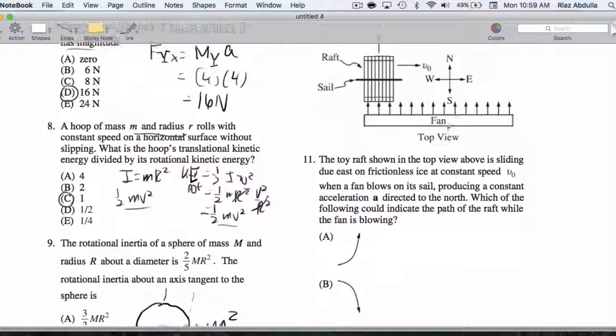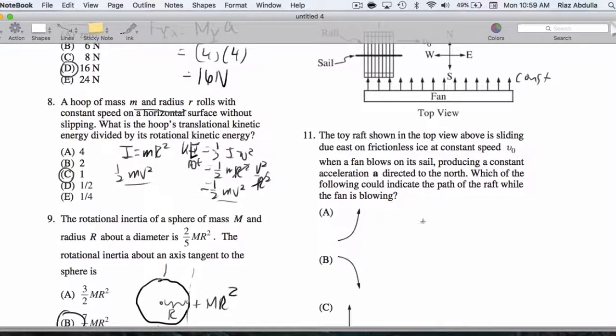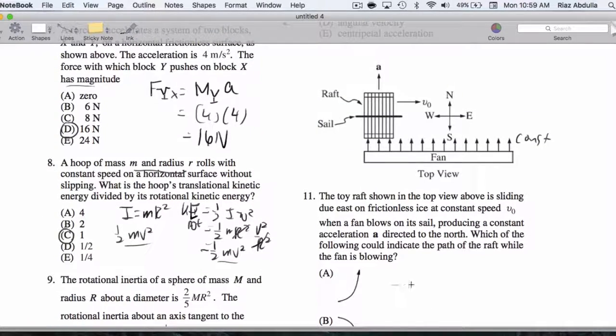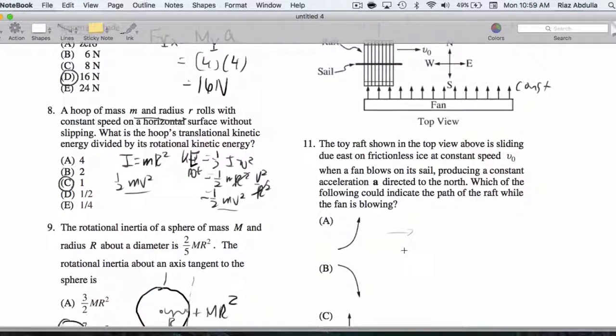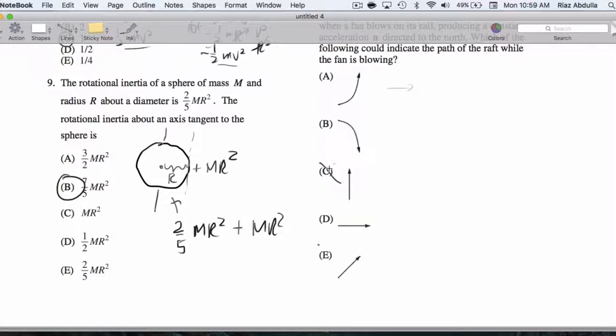All right, we got a toy raft. Oh, look at this constant acceleration being generated. So what that means is horizontally we go to steady speed. Vertically, we are accelerating. So I don't think anybody would ever guess C or D. Those are just insanely terrible choices. But you might guess E or A.